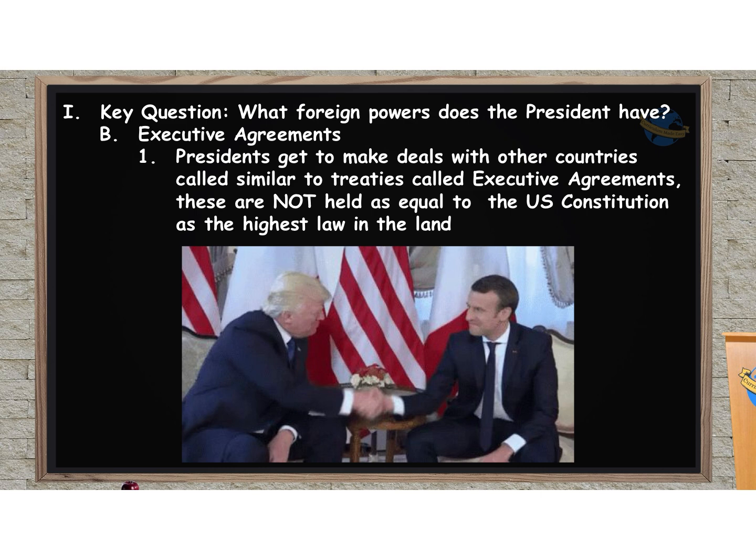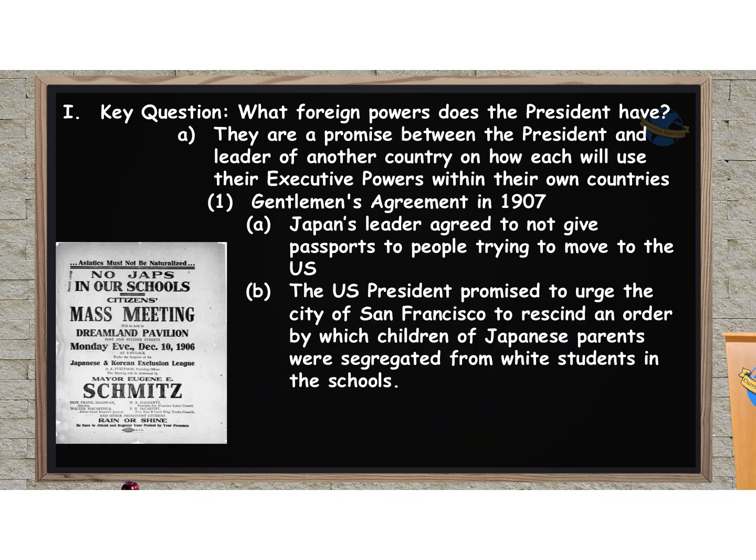To get around this, presidents sometimes use what's called an executive agreement. These are deals with other countries that are similar to treaties, but they're not held as equal to the Constitution as the highest law of the land. This is because they're essentially just a promise between the leaders of two countries that they'll use their executive authority in a way that allows them to carry out some common goal. But it doesn't actually affect the laws of the member countries. Confusing, I know, so let me give you an example.